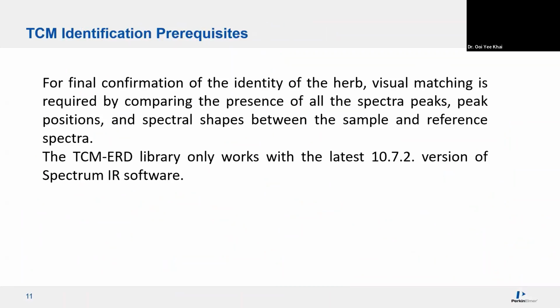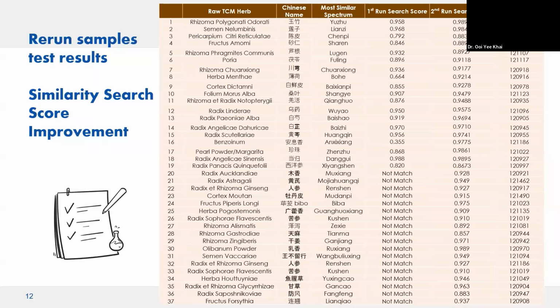Additional requirements for the TCM digital library to be workable include, for final confirmation of the identity of the herb, visual matching is required by comparing the presence of all the spectral peaks, peak positions, and spectral shapes between the sample and reference spectra. The TCM digital library only works with the latest 10.7.2 version of Spectrum IR software.